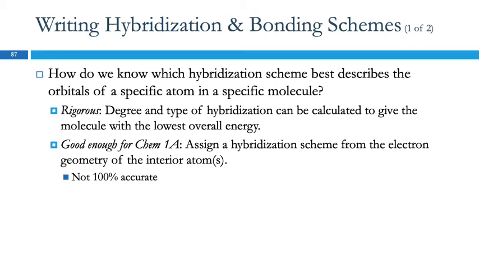So how do we know which hybridization scheme to use? Well, the rigorous method is very, very involved. You have calculations and all kinds of stuff. So we're going to go for good enough for Chem 1A. We're going to assign the hybridization scheme from the electron geometry of the interior atoms. We're going to look at the number of electron groups. It doesn't work all the time, but it'll work for all the questions on the exam. Okay?